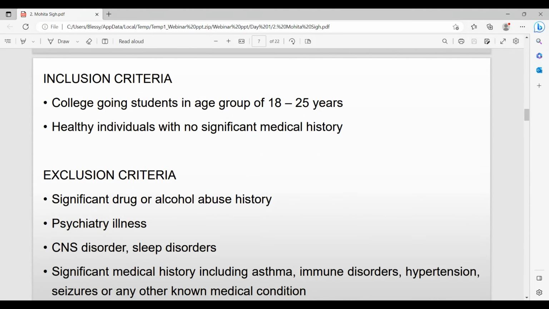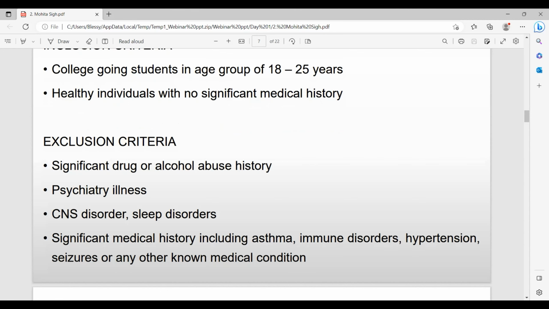The inclusion criteria was college-going students in the age group of 18 to 25 years and healthy individuals with no significant medical history. The exclusion criteria included any significant drug or alcohol abuse, psychiatric illness, CNS disorders, sleep disorders, any significant medical history including asthma, immune disorders, hypertension, seizures, or any other medical condition.